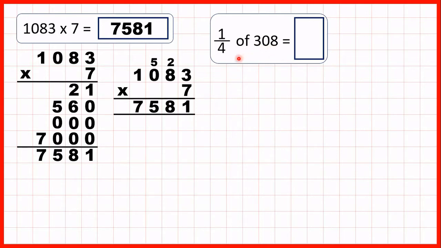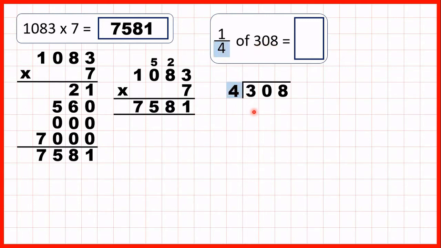Find 1/4 of 308. So normally to find a fraction of a number, we divide by the denominator and times by the top. But here, our numerator is 1, so we have a unit fraction, which means that all we need to do is divide by the denominator. So we need to work out 308 divided by 4.